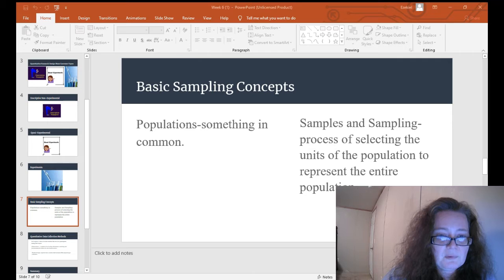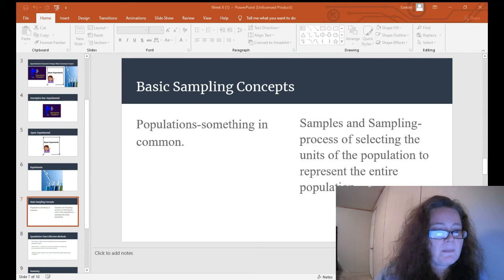And then the samples and sampling is the process of selecting the units of the population to represent the entire population. That means that they take units out of that population that represent the whole population. And those are the ones that are usually part of the study.